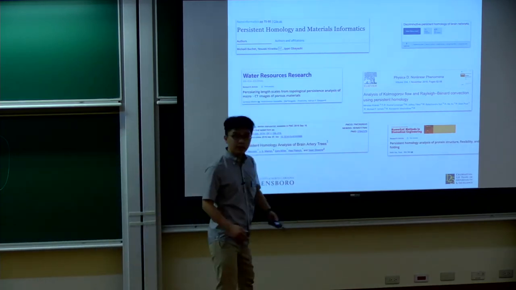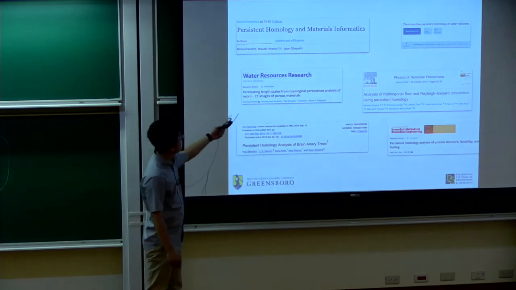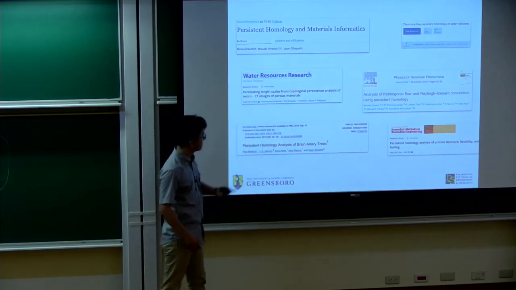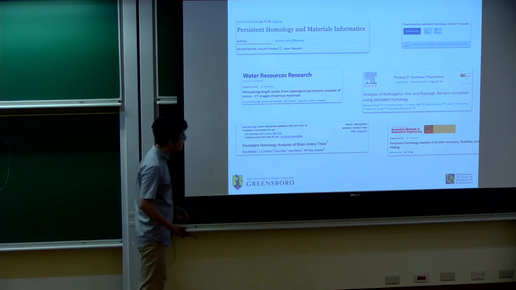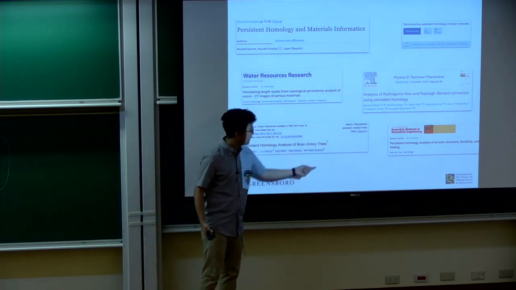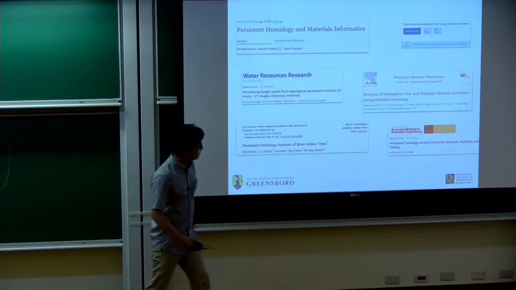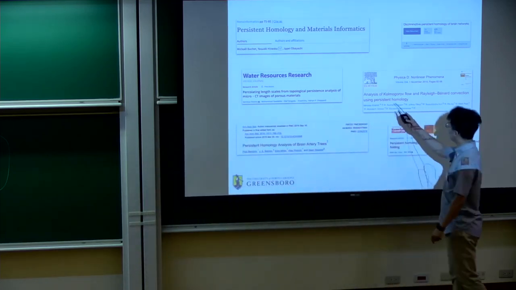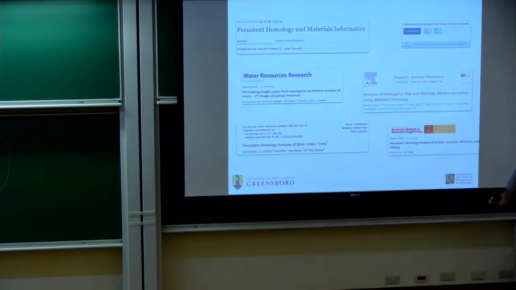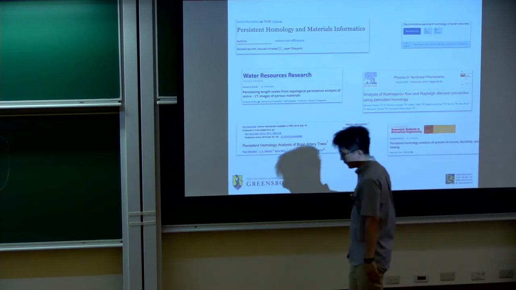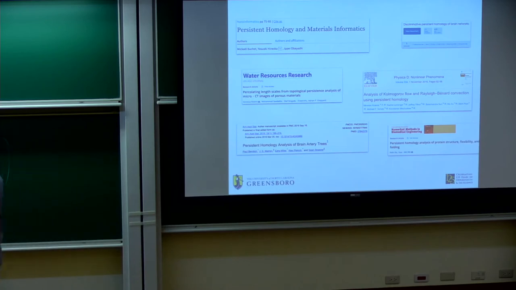people study material science, use persistent homology, and study porous media, use persistent homology, and some people study the brain structure, and some people study fluid dynamics, use persistent homology, and study protein structures, and study the brain network. Right? So this list is not exhaustive. There are a lot. I'm just taking a few of them. Okay?